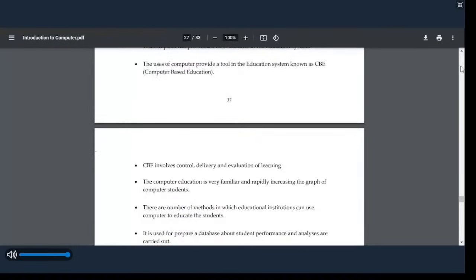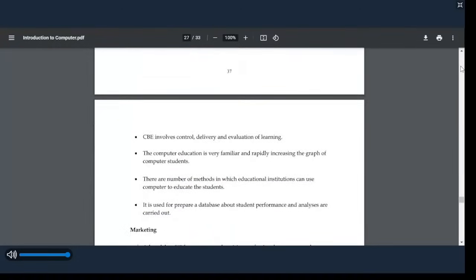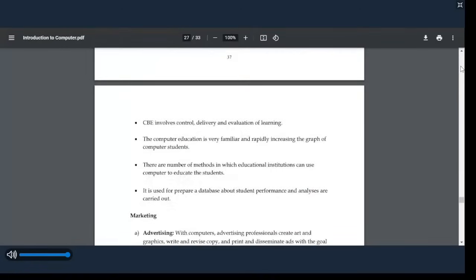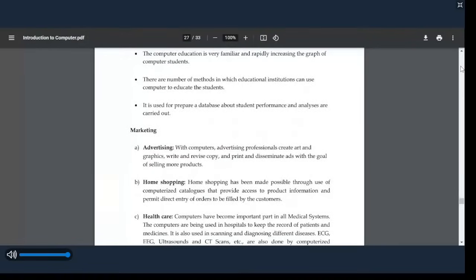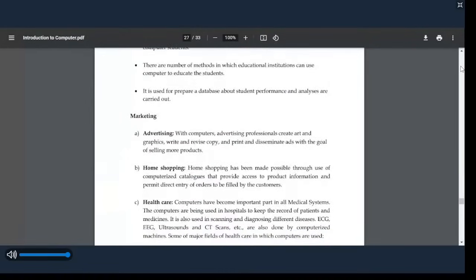There are a number of methods in which education institutions can use computers to educate students. It is used to prepare a database about student performance, and analysis is carried out. Then it's also applied in marketing, where you can create advertisements. So, advertising.